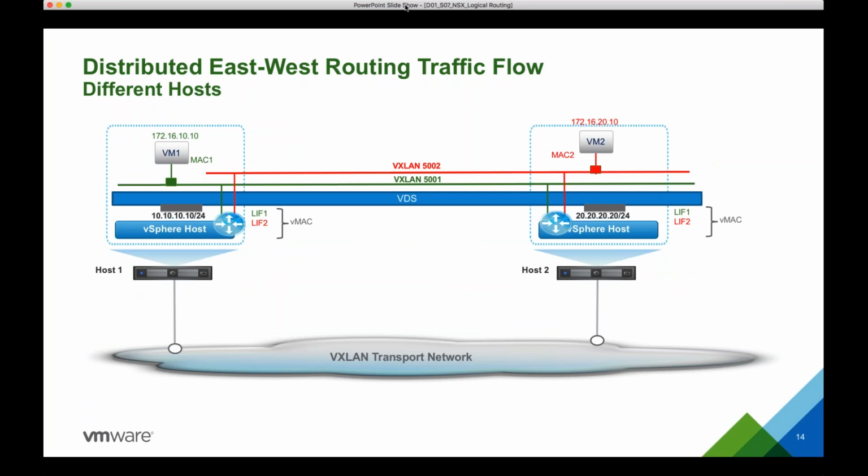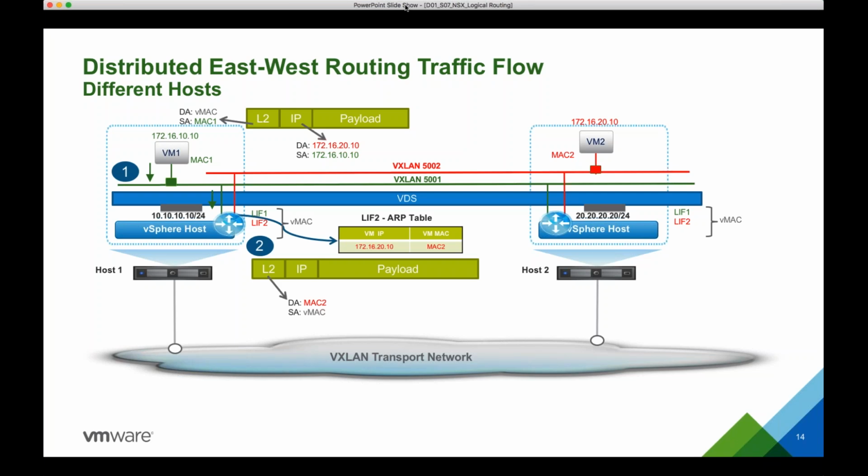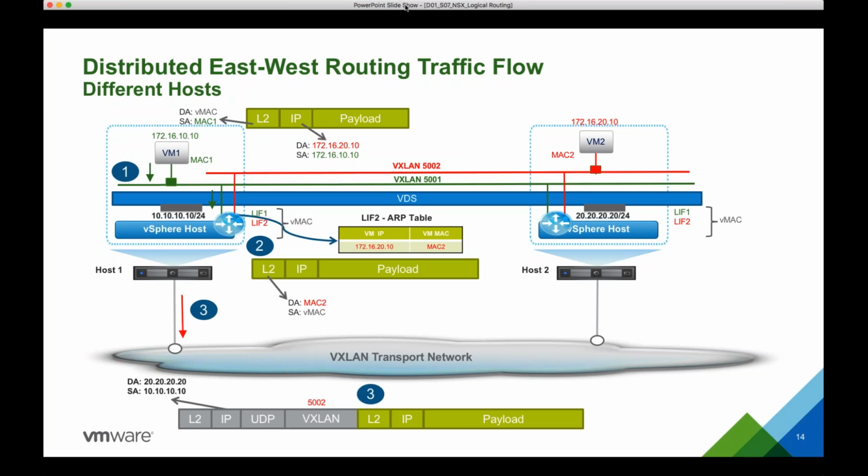So if we have east-west routing on different hosts, it's going to be the exact same process. We have VM1 that wants to talk to VM2. So it's going to go ahead and check with the router. It's going to check LIF2 for the ARP table. It's going to find that it's MAC2. That's when it's going to be encapsulated with the VXLAN header. It's going to be sent across the transport network to the destination VTEP, where it's going to be decapsulated and then delivered to VM2.